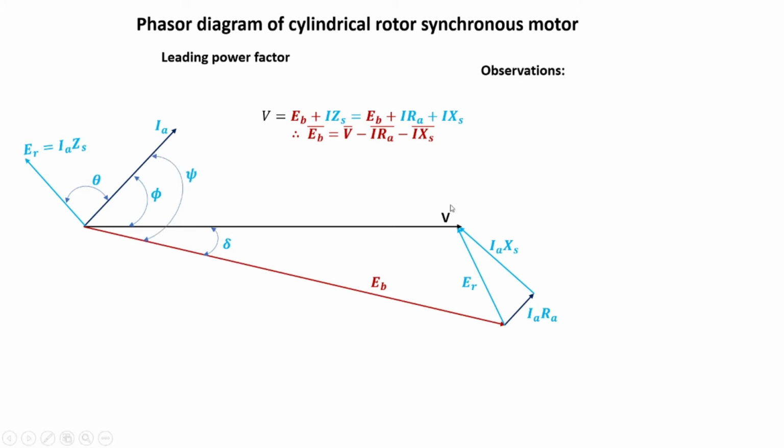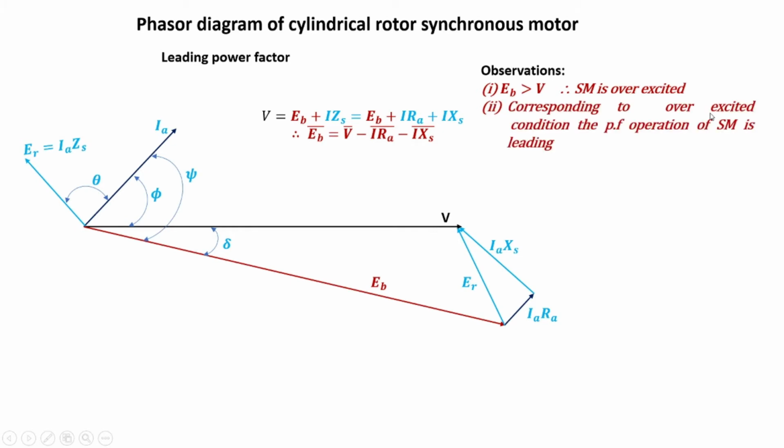The observations are: here the magnitude of E_b is greater than the magnitude of the terminal voltage, therefore the synchronous motor is over-excited. So corresponding to the over-excited condition, the power factor of operation of the synchronous motor is leading. Third point is load angle is negative. And fourth point is the angle relationship between psi, phi and delta: psi is equal to phi plus delta.